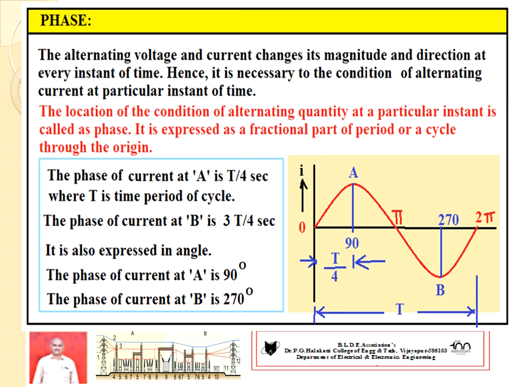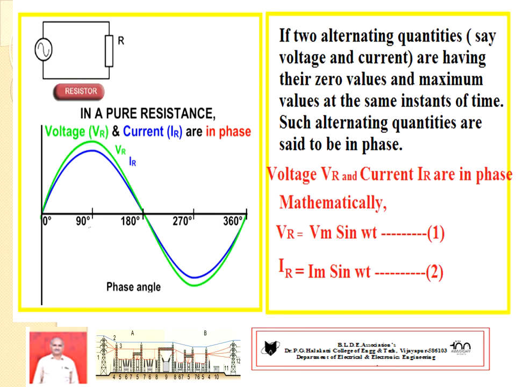Getting the idea? All of you try to understand. Similarly, phase B of an alternating current is 3 by 4 T in terms of cycle, or in terms of angle it lies at 270 degrees. This is one concept. The same phase is also expressed for two alternating quantities.